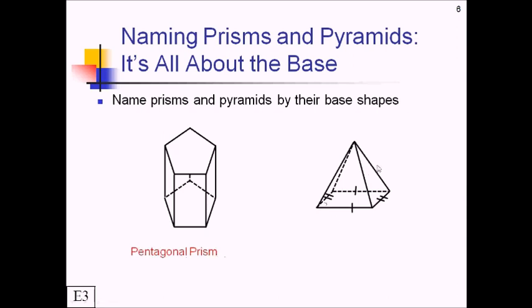Go ahead and see if you can name this next shape. All right, so clearly this is a pyramid. We have these triangular faces and a single base. And what is the base shape here?